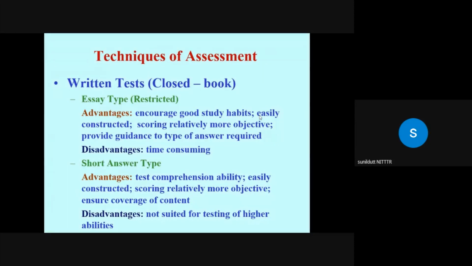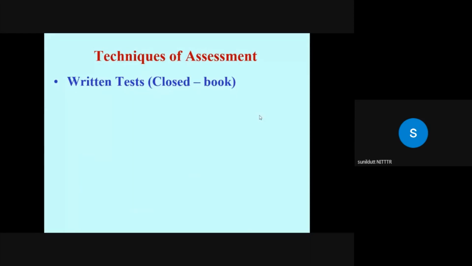नंबर के कई सारे क्वेश्चन पूछ सकते हैं. तो disadvantage, only disadvantage is that it is not suited for testing higher mental ability, like जो cognitive domain में application है, analysis है, evaluating, creating, ये सारी measure नहीं हो सकती. And another is objective type test, true, false. Okay.